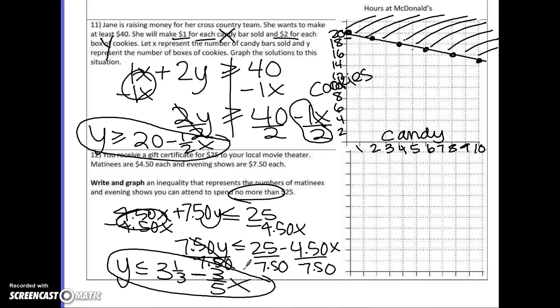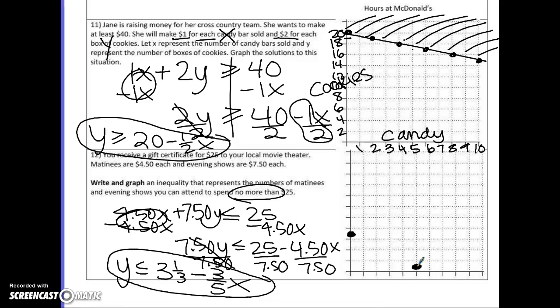So we're going to have to start at 3 1/3. So go up 3 and then up a little bit more for a third. We're going to go down 3 over 5. So when I count down a square, notice I'm not down a full square by the tick marks. I have to still be in between. So 1, 2, 3, 1, 2, 3, 4, 5.